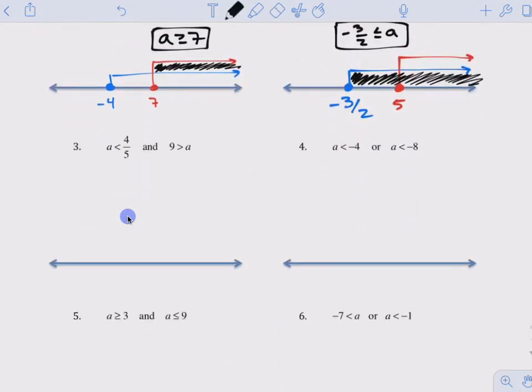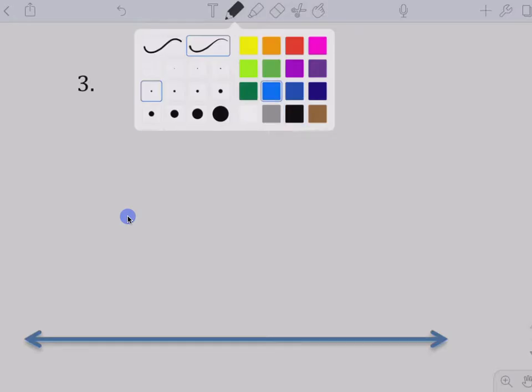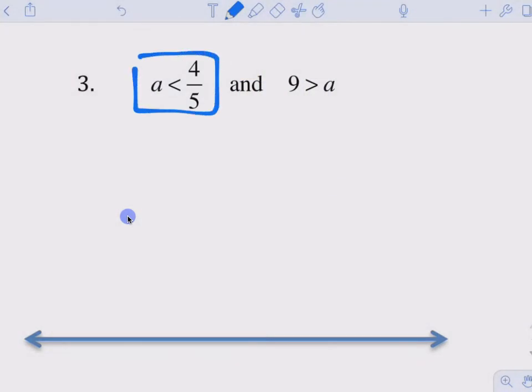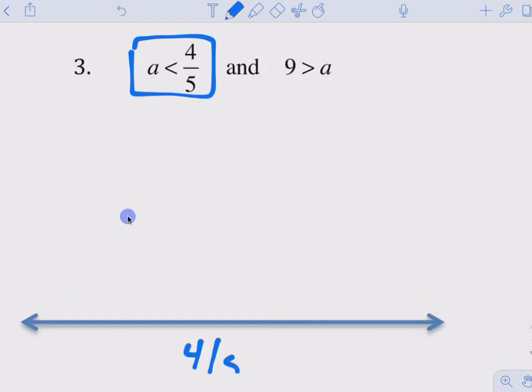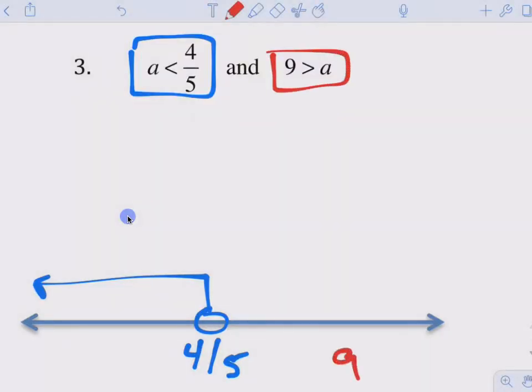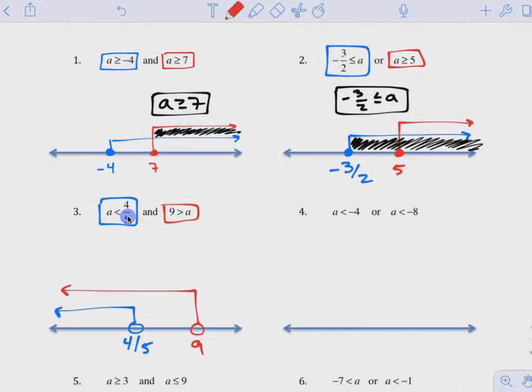All right, in our third example, let's graph the individual inequalities first. I'm going to put a circle at 4/5, and it is not going to be filled in, and the arrow is going to go to the left. And I'm going to make a circle at 9, not filled in, and the arrow is again going to go to the left. Kind of similar to what we did before with that AND statement. The arrows are going in the same direction, except they just happen to both be going to the left now.